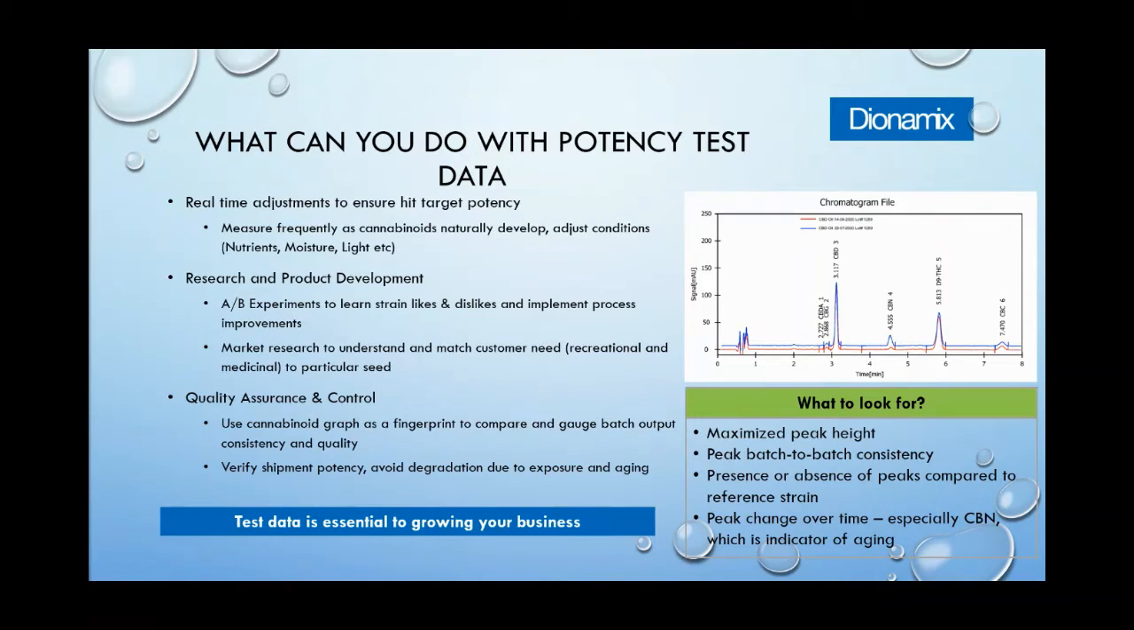Data can also be used in A/B experiments to learn the strain's likes and dislikes, so you can make adjustments to the growing formulations or the techniques to maximize the strain output. In terms of quality assurance, use cannabinoid graphs as a fingerprint to compare and gauge batch output consistency and quality.